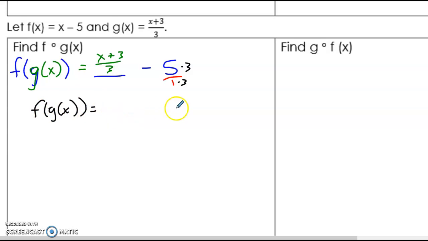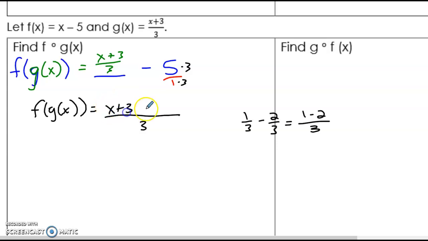All right, so how do I combine fractions? Think about if you have like 1/3 minus 2/3. Well, as long as you have that common denominator, you can subtract the numerators, right? So we can rewrite this as all over 3. So we can go x plus 3 minus 5 all over 3. So then that would just be, oh, minus 15, there we go. Because 5 times 3 was 15. So x minus 12 all over 3.